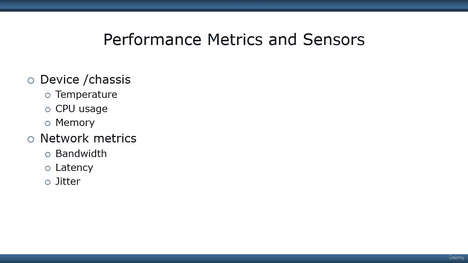In addition to operating systems, there's other things that we can monitor. So devices, chassis, those would be the physical devices. And you can monitor temperature, CPU utilization, memory utilization. Network metrics, bandwidth, latency, and jitter.